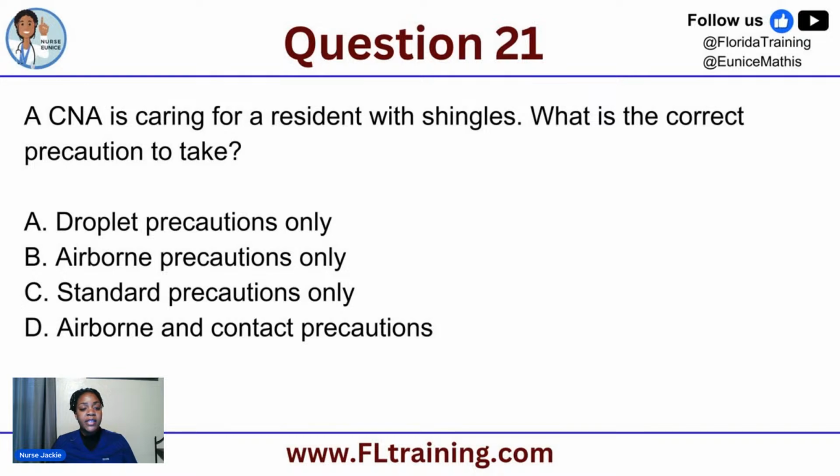Question 21. A CNA is caring for a resident with shingles. What is the correct precaution to take? A, droplet precautions only. B, airborne precautions only. C, standard precautions only. Or D, airborne and contact precautions. So the resident has shingles. What precautions are we taking?